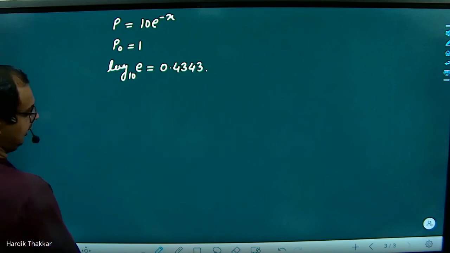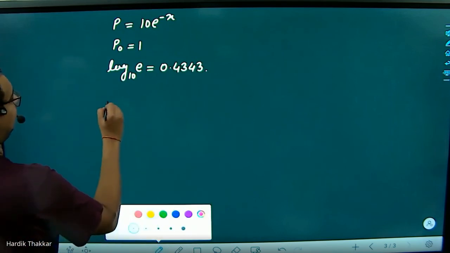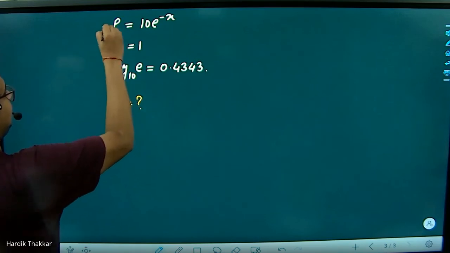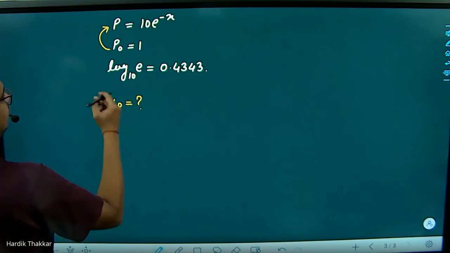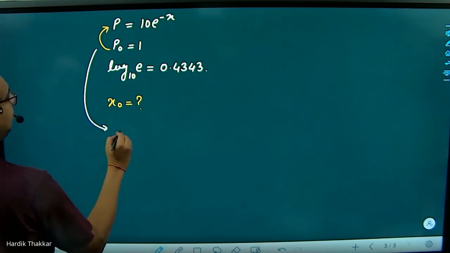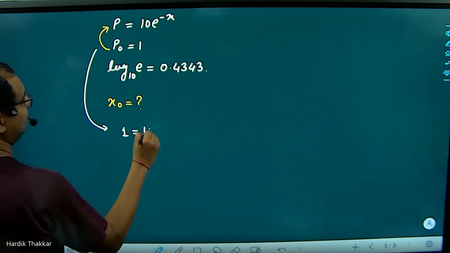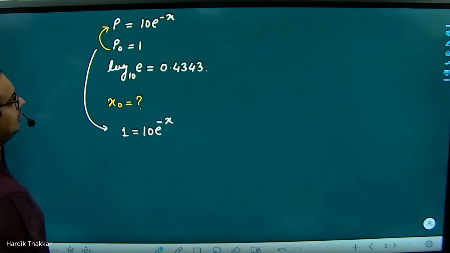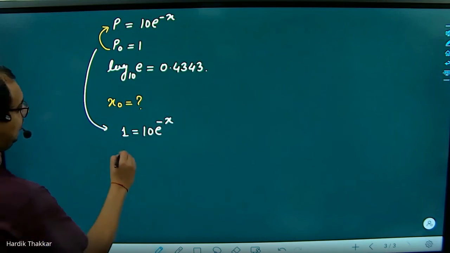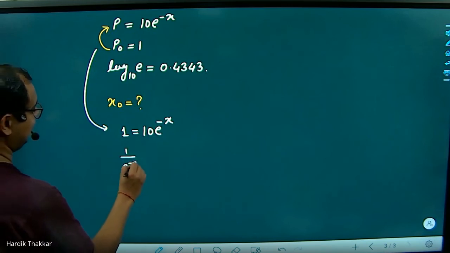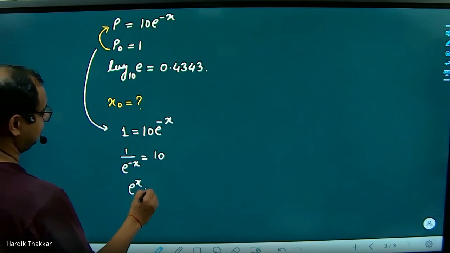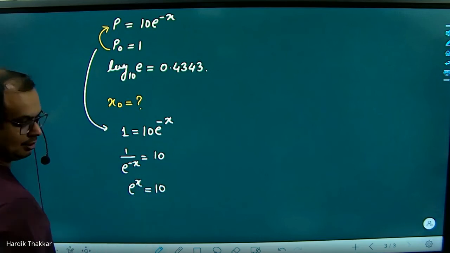So first we have to calculate x naught. For that we put p naught here. So when we put p naught here, it will be 1 is equals to 10 e raised to power minus x. Correct? Further, 1 upon e raised to power minus x is equals to 10, or we can write e raised to power x is equals to 10.